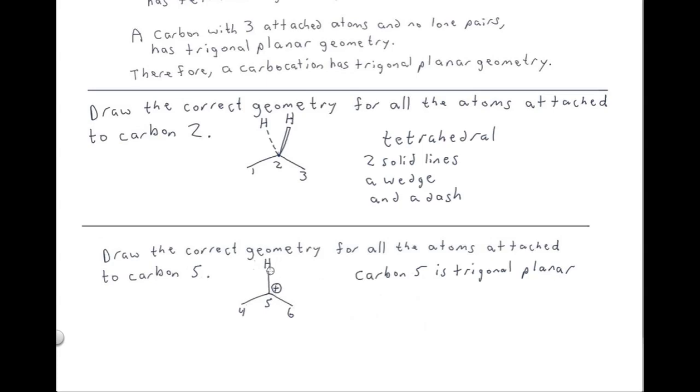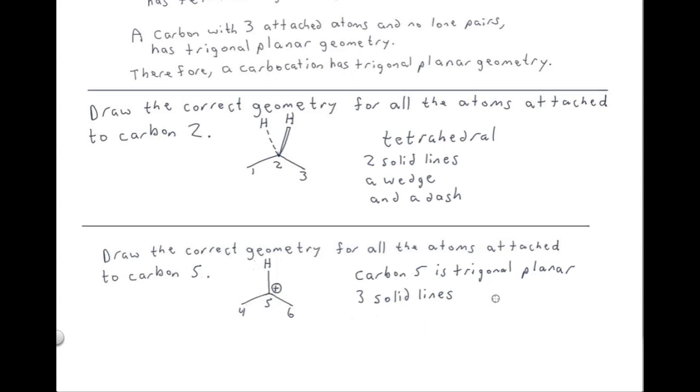If you drew this hydrogen on a wedge or a dash, that would be an incorrect way to show the geometry for a trigonal planar carbon. The correct way to show trigonal planar geometry is 3 solid lines. There are other correct ways to show trigonal planar geometry, but this is the most common, so this is the one that we're illustrating here.